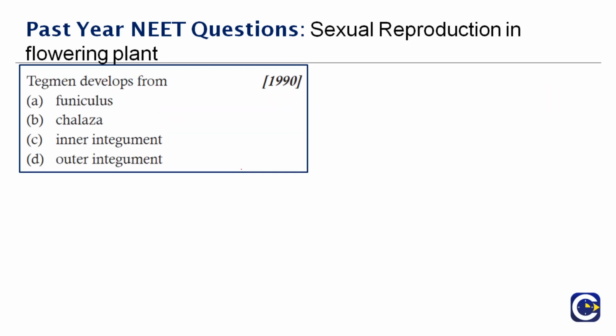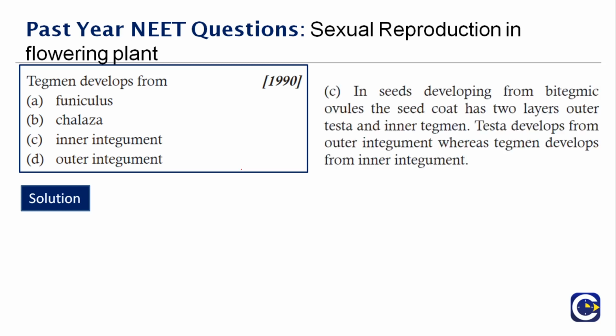Next question. Tegmen develops from dash. What do you mean by tegmen? Tegmen can be described as a delicate inner protective layer of a seed, a covering integument, usually referring to a thinner layer of membrane in an organism. It is the inner integument, the inner membrane of the coat which covers the seed. So option C is the answer.